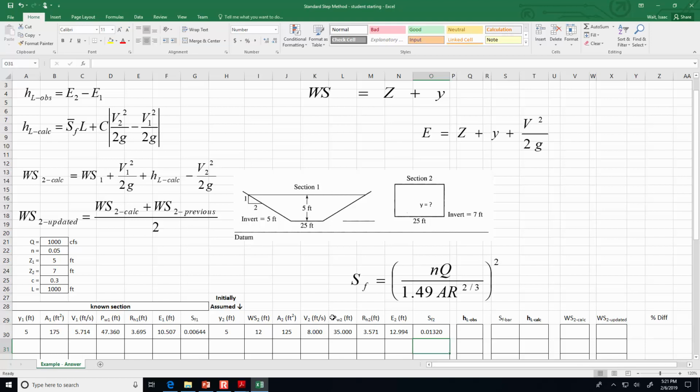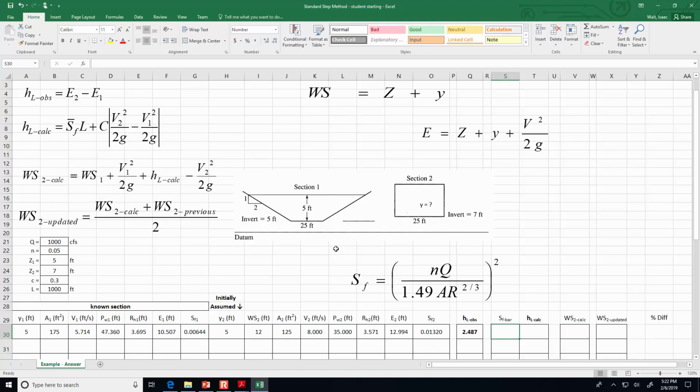Right. Okay, so now observed head loss is the difference in the energies. So E2 minus E1. What this says is that there's 2.487 feet of loss if the depth upstream is 5.